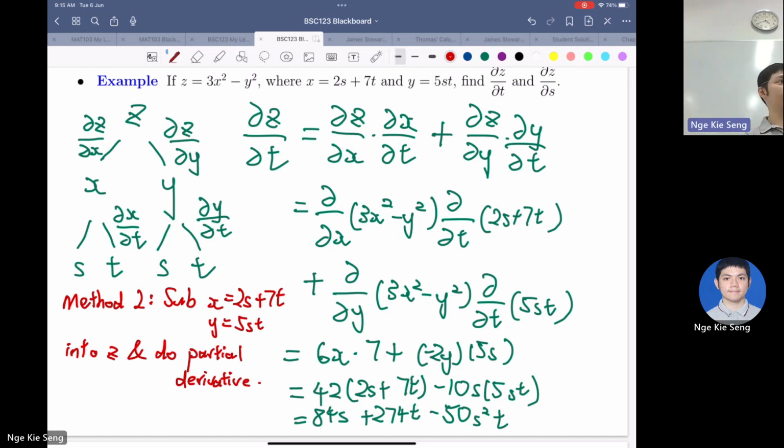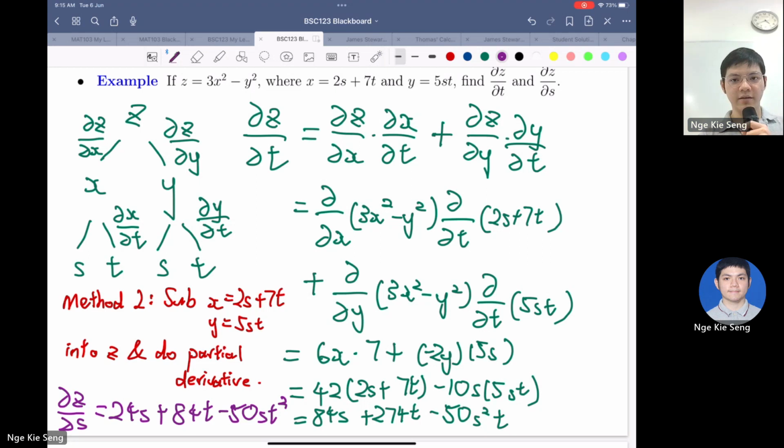Everyone okay? Happy with the calculation or not? Not yet, Philip. Not happy? Why? You get something different or what? That's okay. I'll leave it to you to find the other derivative, ∂z/∂x, which is 24x plus 84t minus 50xt². You can do it later.